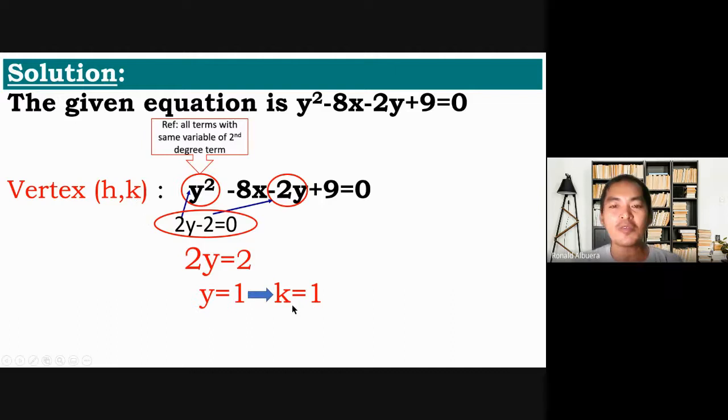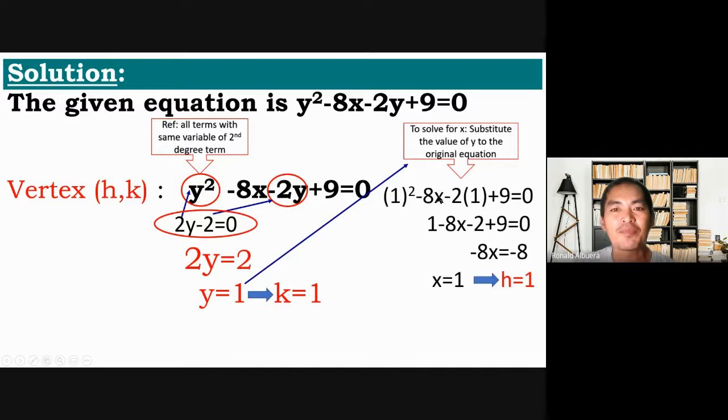How to get for the x value? Of course, you just substitute that to the original equation. So we have y squared minus 8x minus 2y plus 9 equals 0. So, ang y natin ay 1. 1 squared minus 8x minus 2 times 1 plus 9 equals 0. Then simplify, 1 squared is 1, negative 8x, negative 2 times 1 is negative 2 plus 9 equals 0.